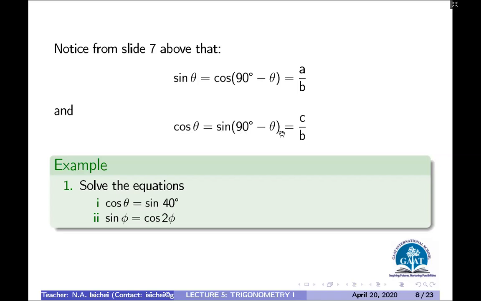Now applying these two equations, we shall look at one or two examples. Here is my very first example, example 1 in this lesson. It says: solve the equations cos theta equals sine 40 degrees, and sine 5 equals cos 25. Now let's look at the solution quickly.